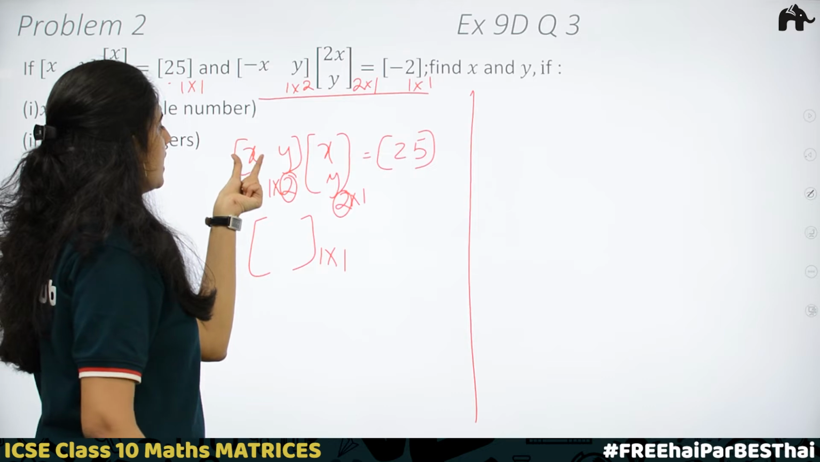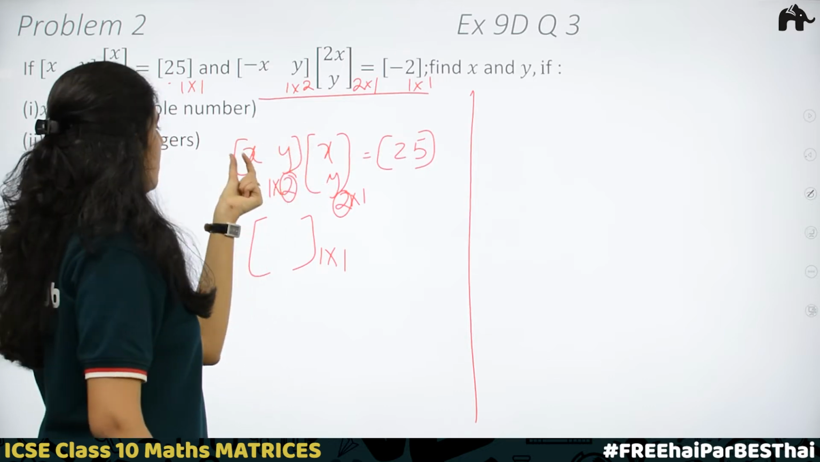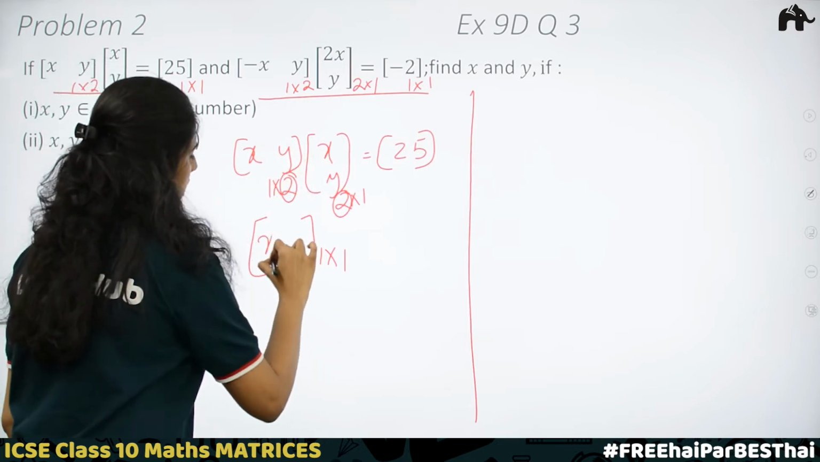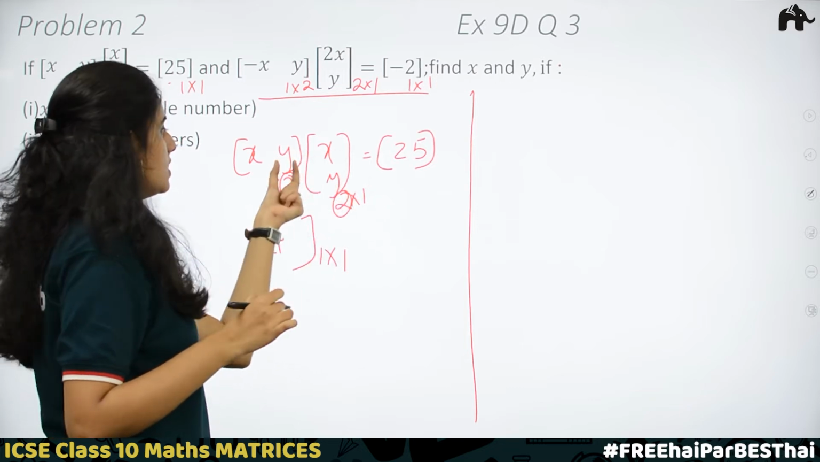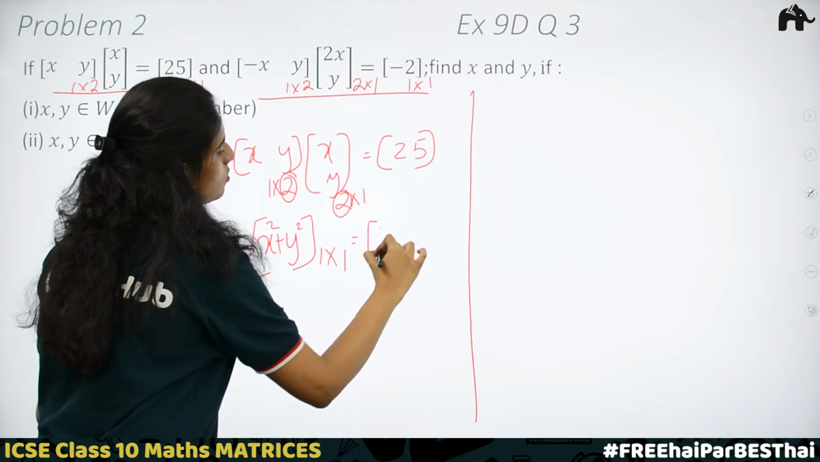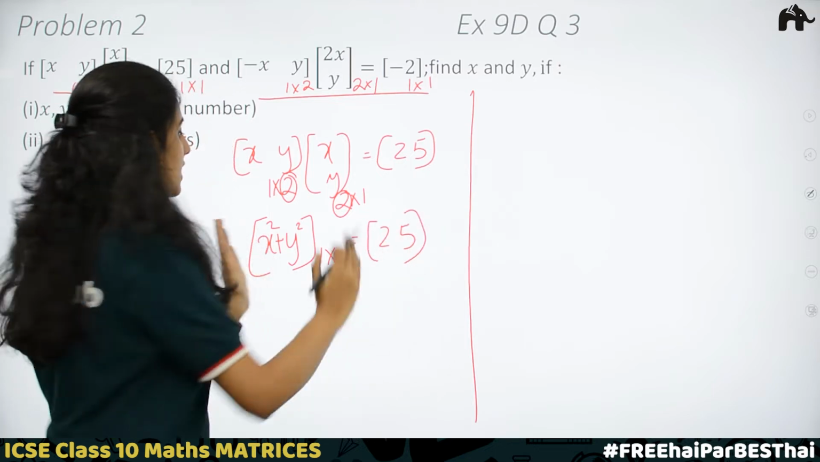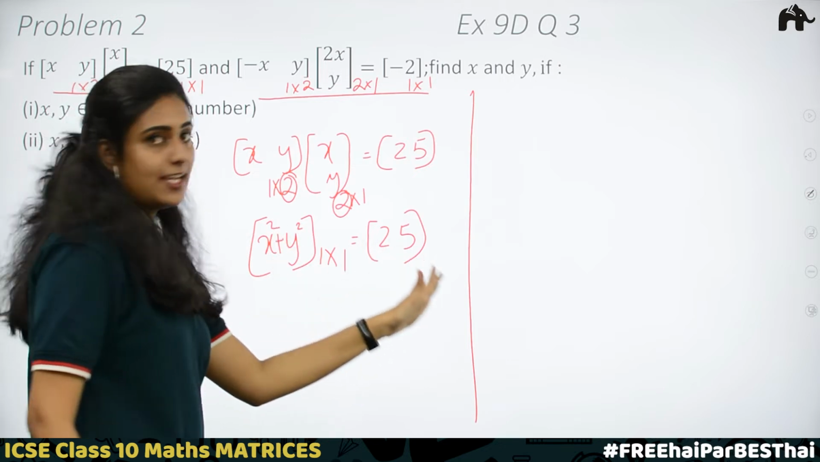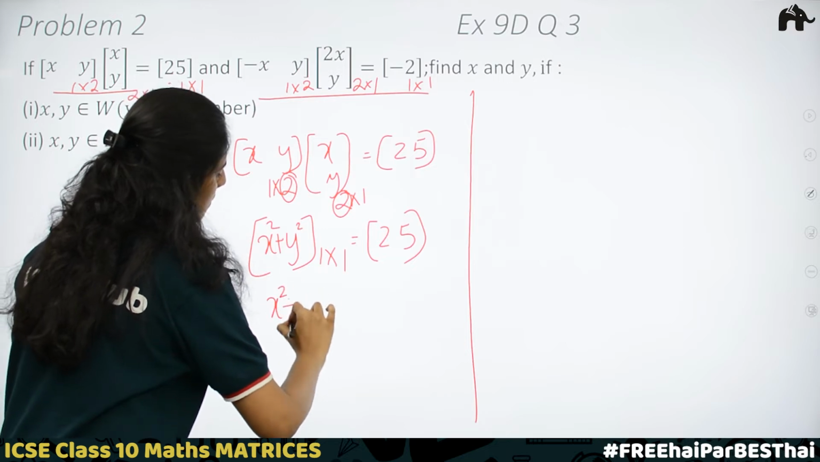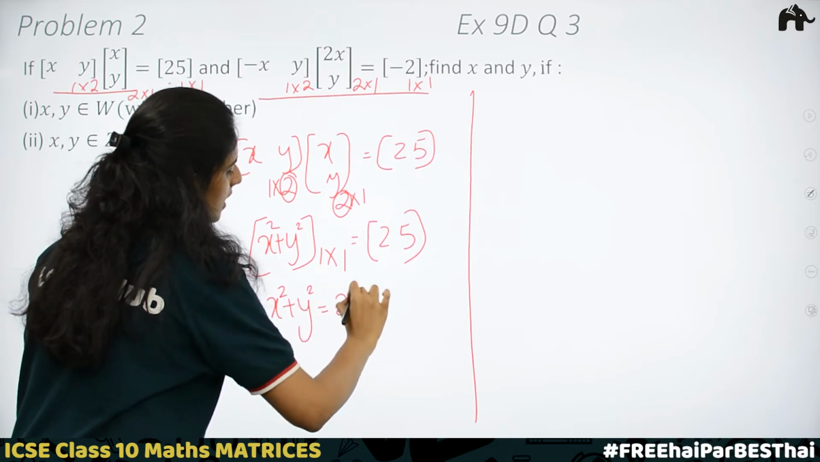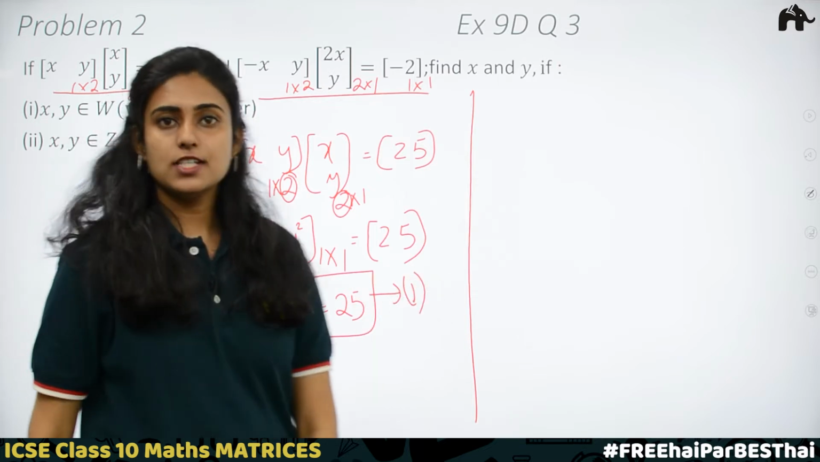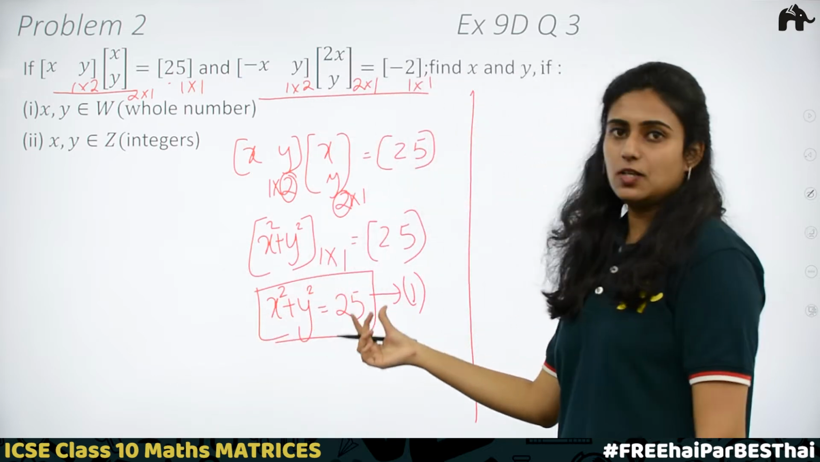To get the elements, considering the row and this column, the first element here is x and here it is x. x into x is x square, plus the second elements. Here it is y, here again it is y. y into y is y square. That is equal to 25. Okay, these two matrices are equal. They are of the same order. Then the corresponding elements are also equal, which means x square plus y square will be equal to 25. This is our first equation.